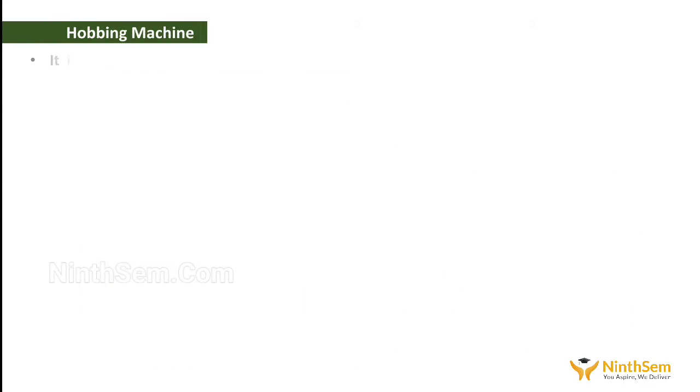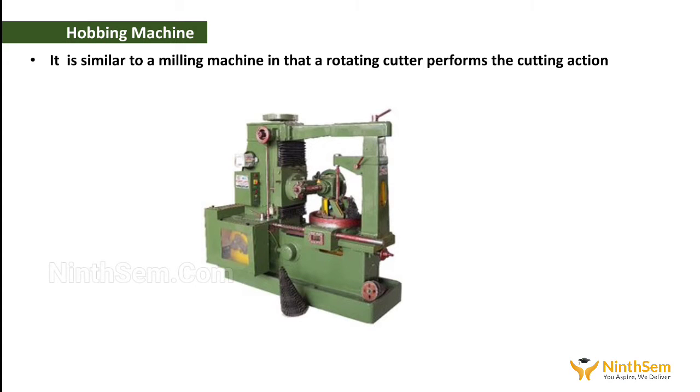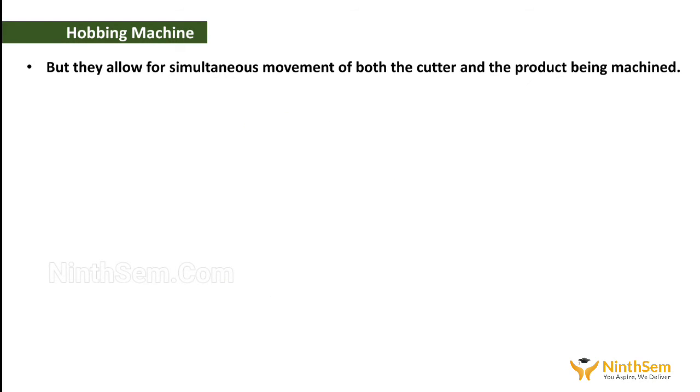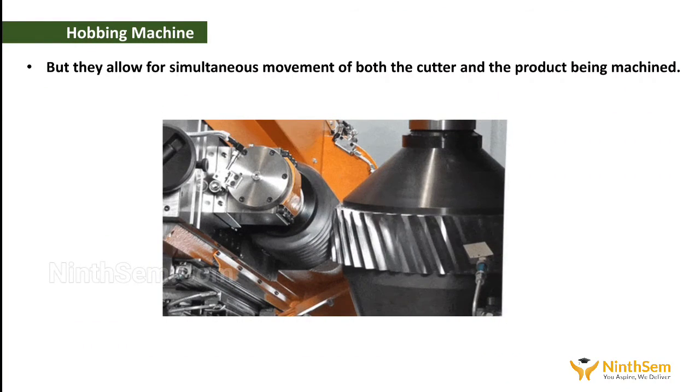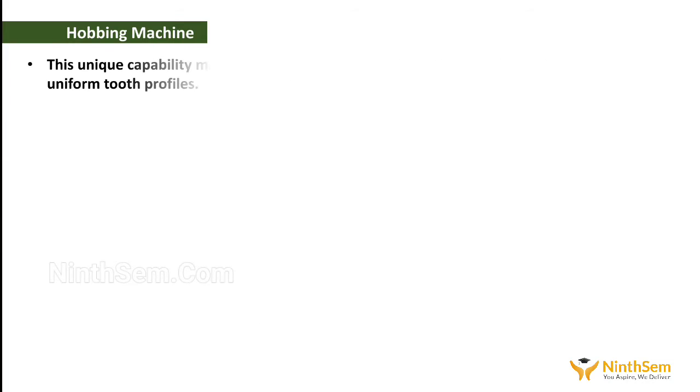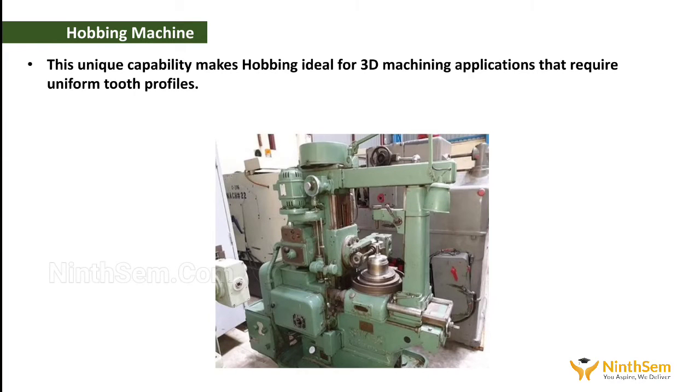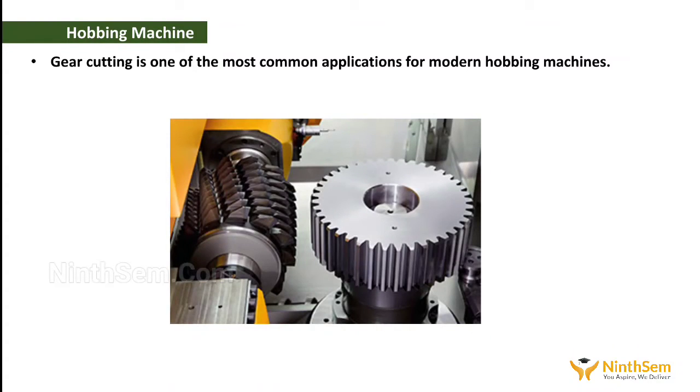A hobbing machine is similar to a milling machine in that a rotating cutter performs the cutting action. However, they allow for simultaneous movement of both the cutter and the product being machined. This unique capability makes hobbing ideal for 3D machining applications that require uniform tooth profiles. Gear cutting is one of the most common applications for modern hobbing machines.